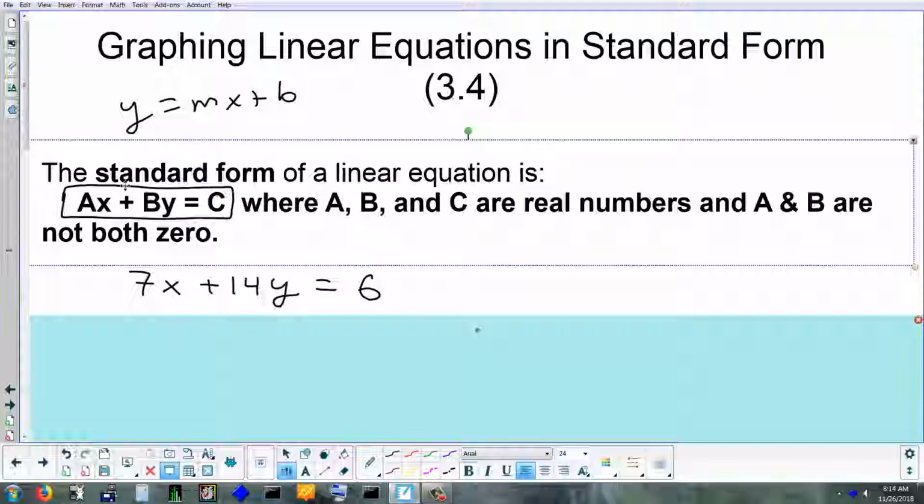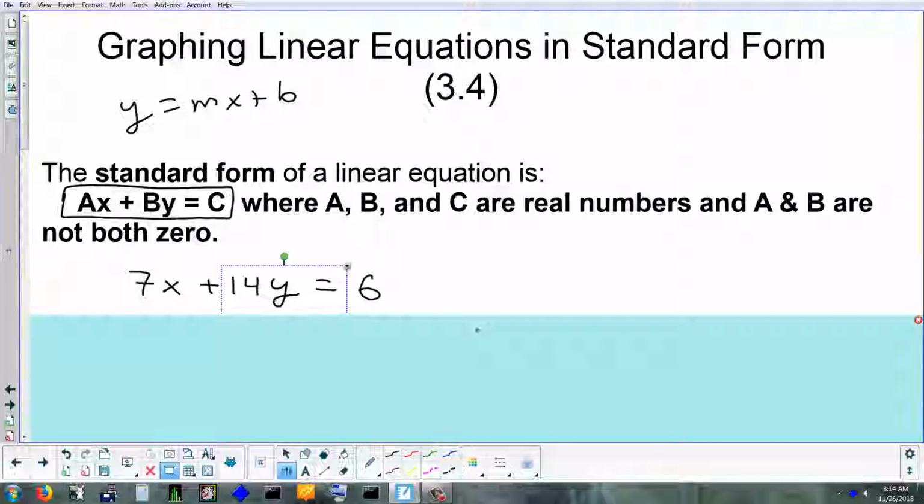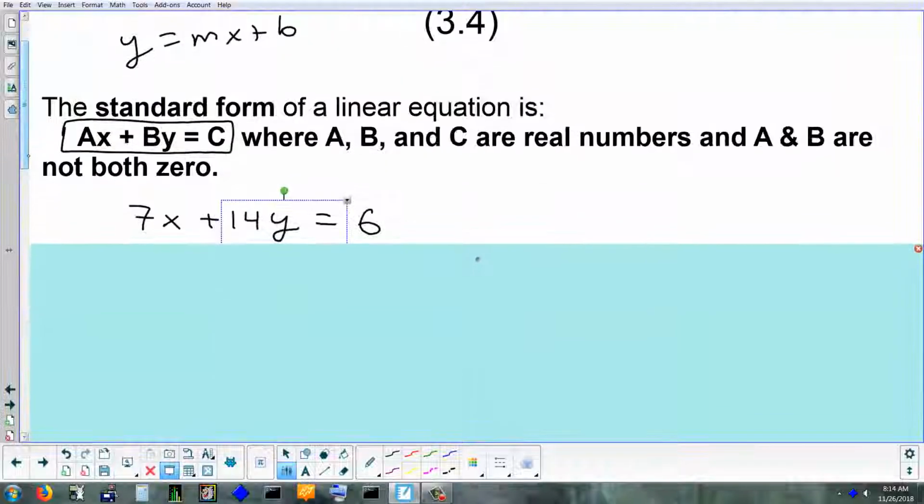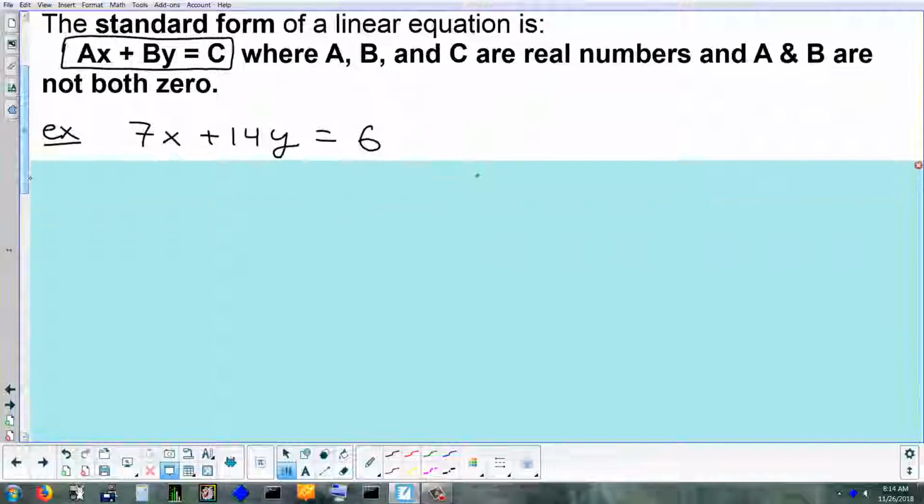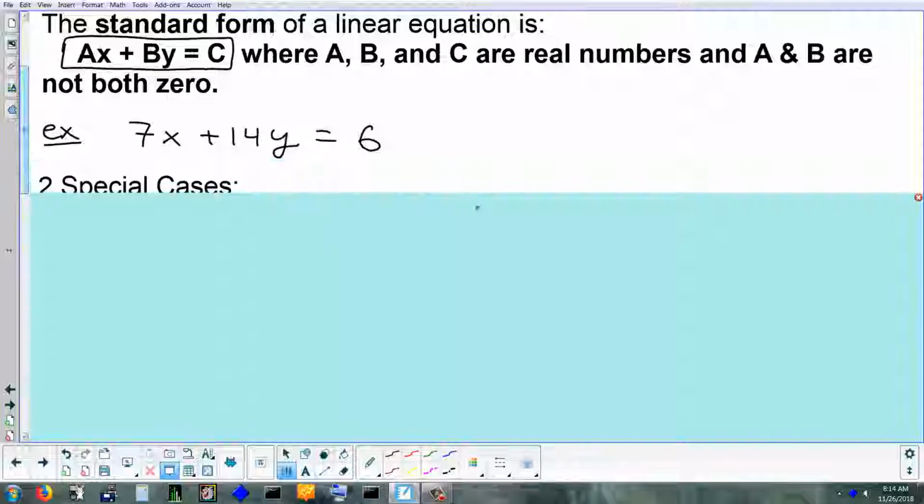You have a number for A, a number for B, a number for C. Let's check. Are A and B both 0? No. In fact, neither one of them is 0 in this case. One is 7, one is 14. So you're going to see some things that look kind of like that. Basically, the setup is you'll have a number with X plus or minus a number with Y equaling a number. That's what that means with standard form.